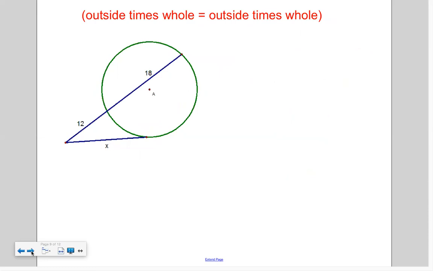All right, so here's one where our missing length is the tangent segment. So that's gonna end up being x squared equals 12, and then we gotta do the whole. So we gotta do 12 plus 18, which is 30. I'm gonna leave that as x squared. 12 times 30 is 360, I believe.